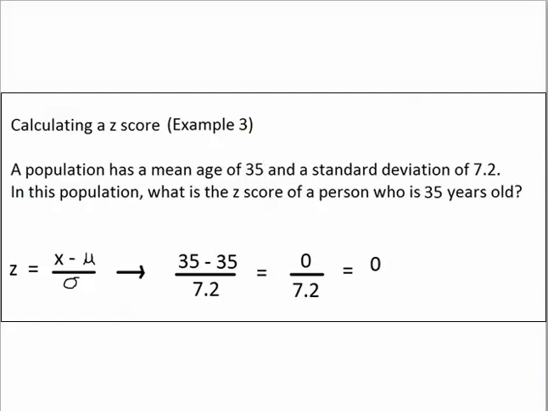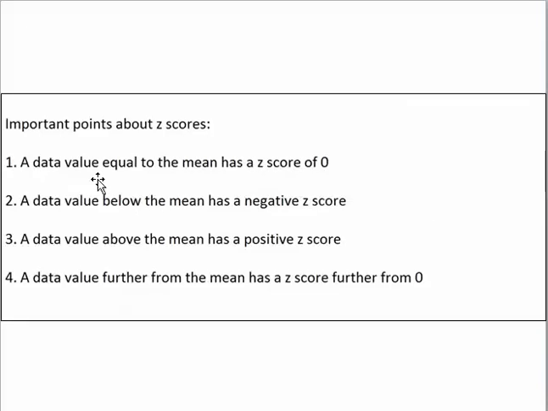Let's now go over a few important points about z-scores. First of all, a data value equal to the mean has a z-score of 0. It's the least extreme value possible. A data value below the mean has a negative z-score. If the z-score comes out to a negative number, you know that the data value is below the mean. A data value above the mean has a positive z-score. Also, a data value further from the mean has a z-score further from 0. The bigger the z-score, the further the data value is from the mean, and the more extreme the value is considered.